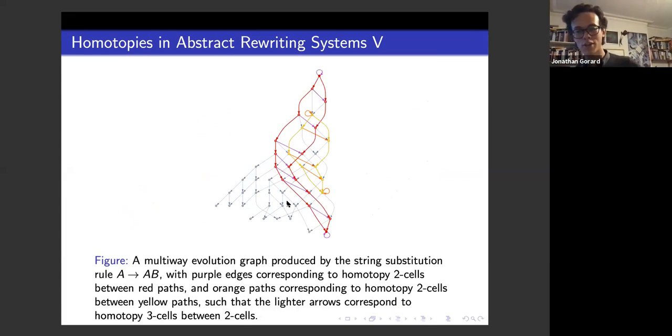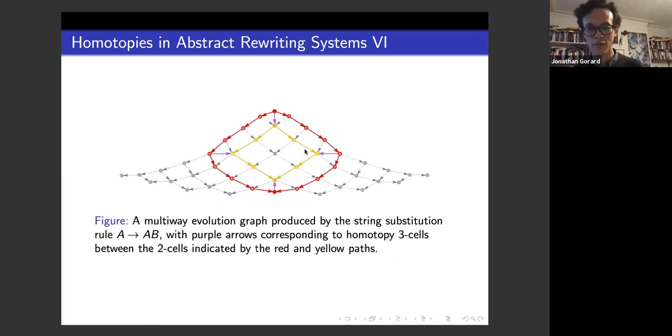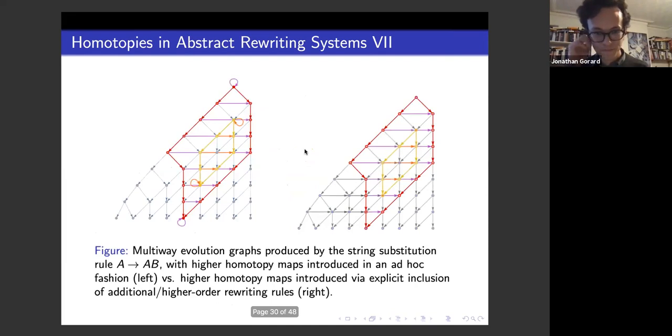We've got purple edges. Those are our 2 cells that we saw before, but those are 2 cells between the red paths. We've got orange paths that correspond to 2 cells between the yellow paths, and then we've got these lighter arrows that correspond to 3 cells between those 2 cells. So here we're gluing 2-dimensional faces together to form some kind of cube. Here's a slightly different way to visualize exactly what's going on. The purple arrows here correspond to our 3 cells, and the 2 cells are the red and yellow paths.